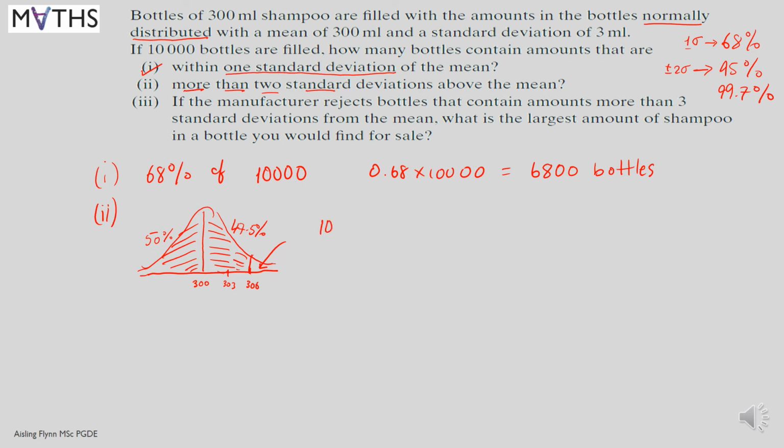So let's take our 100% of the graph, let's take away the left hand side 50%, and let's take away the right hand side up as far as 2 standard deviations above, and you're left with 2.5%. So 2.5% of the bottles are more than 2 standard deviations above the mean. So we get 2.5% of 10,000. So we get 0.025 by 10,000, which is 250 bottles.